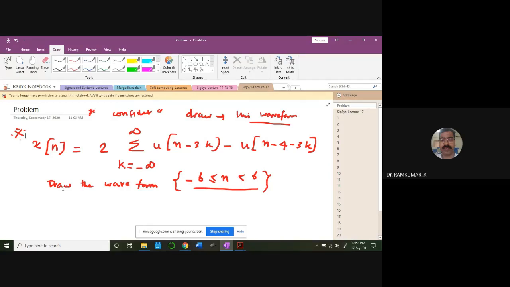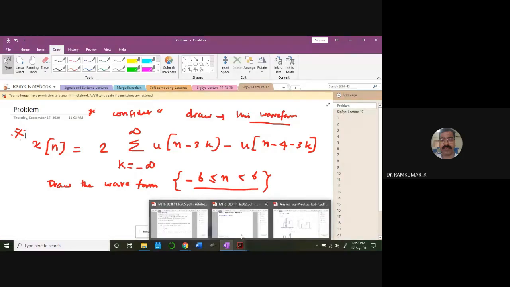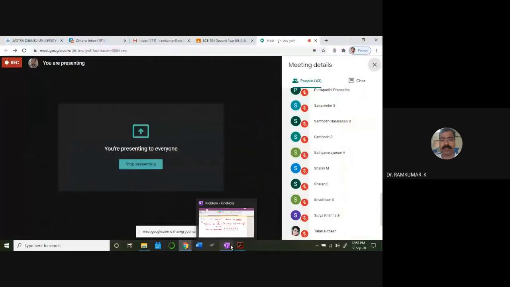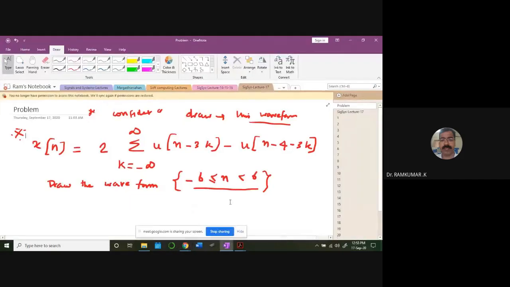How many of you felt comfortable? Anybody who has drawn the waveform in the class? How do you draw the waveform? Can somebody explain how you draw this waveform?